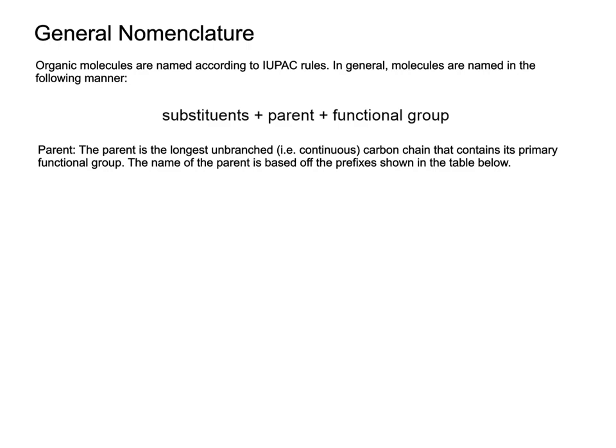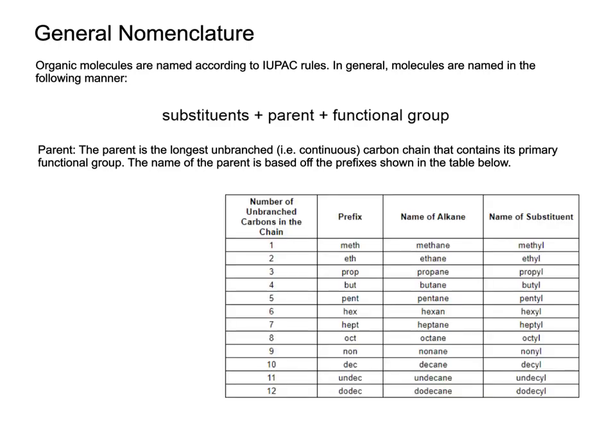And the name of the parent is based off the prefixes shown in this table. The most important ones for a student to remember are when the carbon chain is 1, 2, 3, or 4. And those prefixes are going to be meth, eth, prop, and but, because those are unique to chemistry, whereas once you get to 5 or more in the chain, then we just use normal mathematical prefixes such as pent for 5, hex for 6, etc.